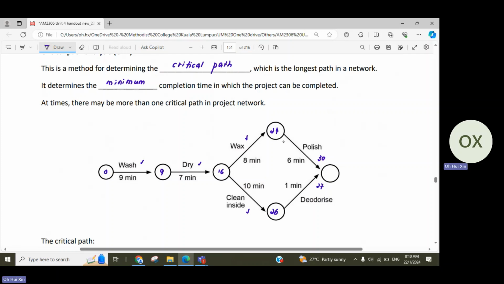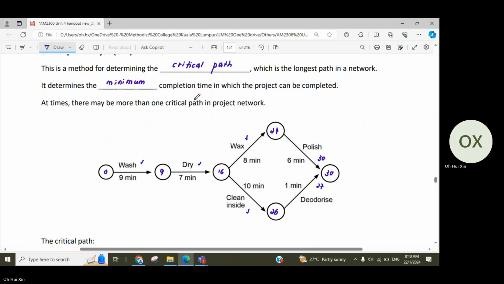Now if this is 30 minutes and this is 27 minutes, what number should I put in this node? The question to ask yourself is, is your project considered completed if you finish deodorize but polishing is not finished yet? Not right. You must make sure that all your tasks are completed, then only can you consider that a wrap for your project. So although deodorizing finishes faster, you need to wait for the polishing to finish, and only then is the entire project considered completed.